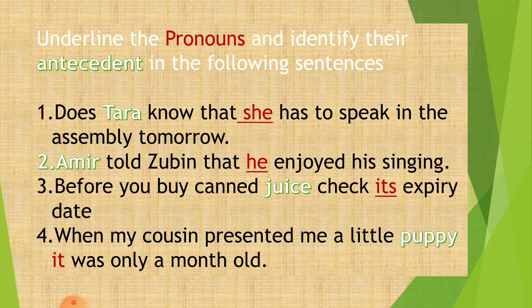Now this is from your exercise only. Underline the pronouns. So for pronouns we will make use of red color, and identify their antecedent in the following sentences. An antecedent we will just highlight with green and white color so you can differentiate what is pronoun and what is the antecedent.